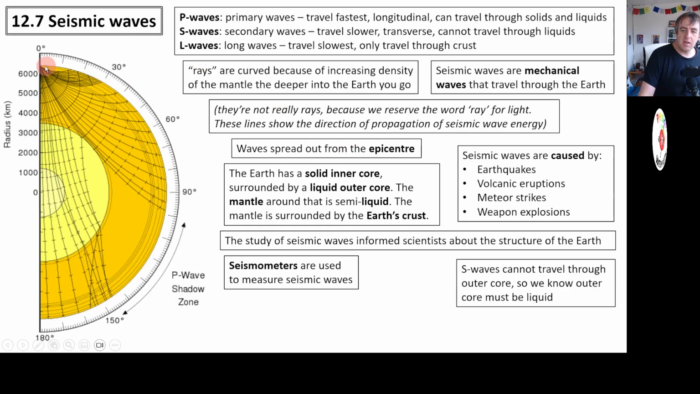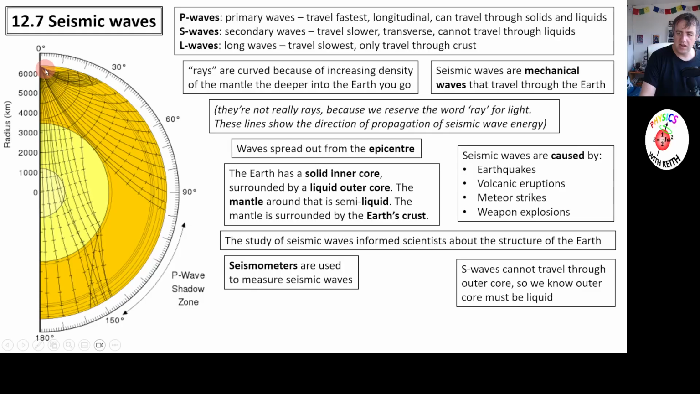Now, there are different types of mechanical waves that travel through the Earth. There are waves that are longitudinal and waves that are transverse. There are also waves which travel along the surface. We call those L waves. It says long waves here, travelling slowest, only move through the crust. L can also stand for Love waves, named after whatever the geologist was that named them. So L waves travel along the surface. I'm not particularly interested in them at the moment.